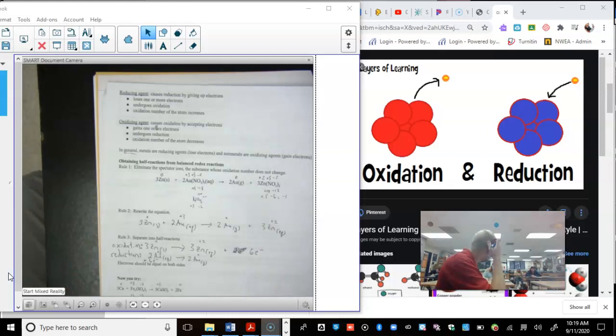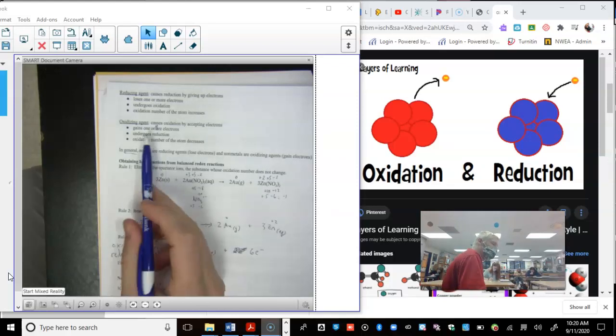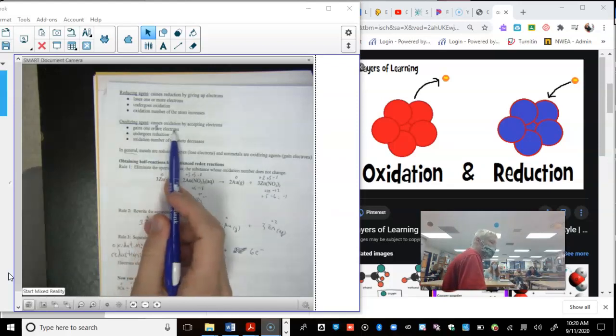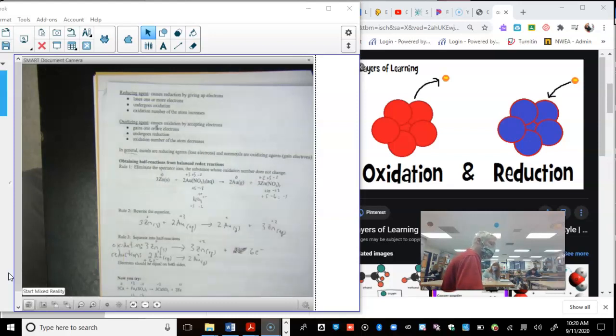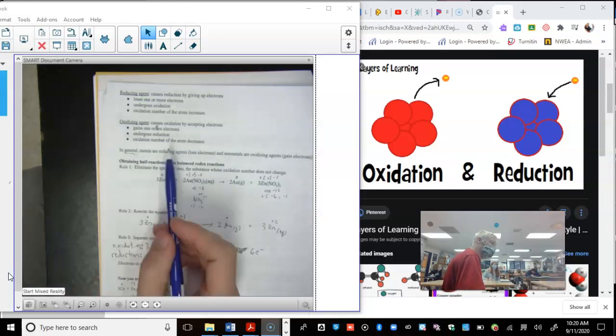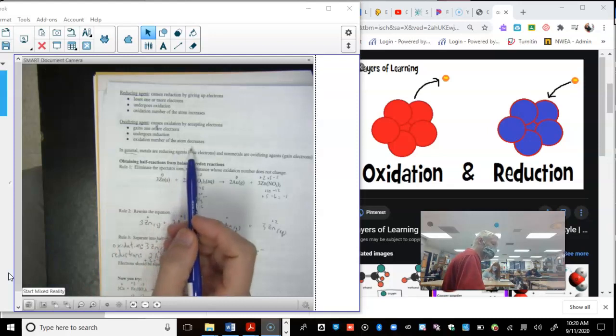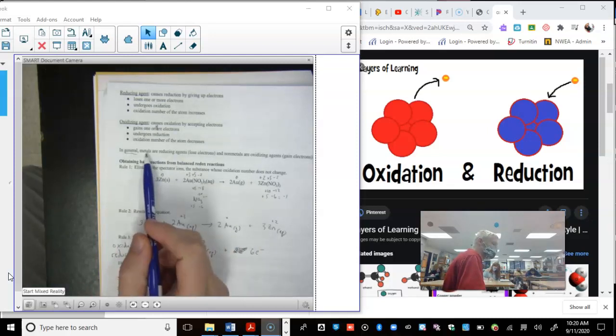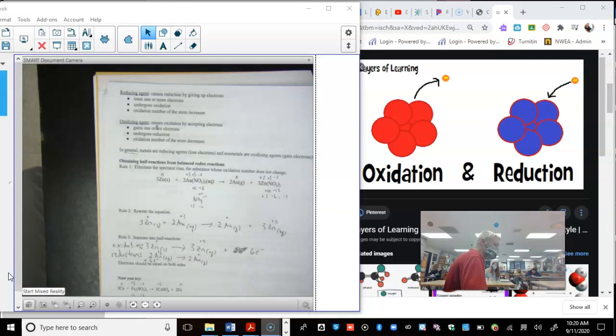So if you can just think that what is oxidized is the reducing agent, and what is reduced is the oxidizing agent, because they facilitate the opposite. Whereas an oxidizing agent causes oxidation by accepting electrons, gains 1 or more electrons, becoming a more negative oxidation number, because it undergoes reduction.